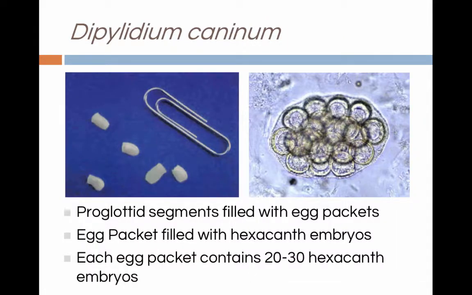So this right here is what we refer to as an egg basket. Sometimes people call them egg packets. It's just the term for all those embryos together inside of this packet. So if we have a bunch of embryos all stuffed together, do you think that's going to be heavier or lighter than one ova by itself?